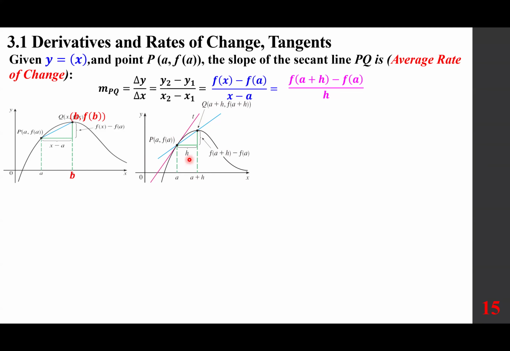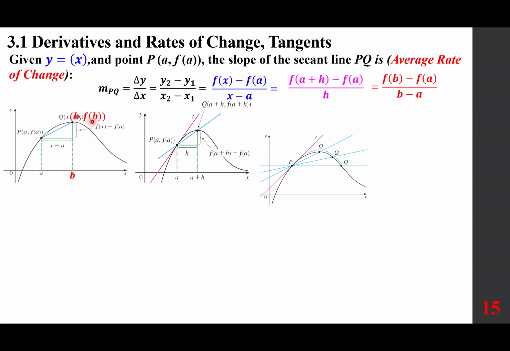If this point, now instead of x, we call it b, then this becomes f of b. So f of b minus f of a over b minus a. The point being, they all represent the good old slope, rise over run, also known as a difference quotient.